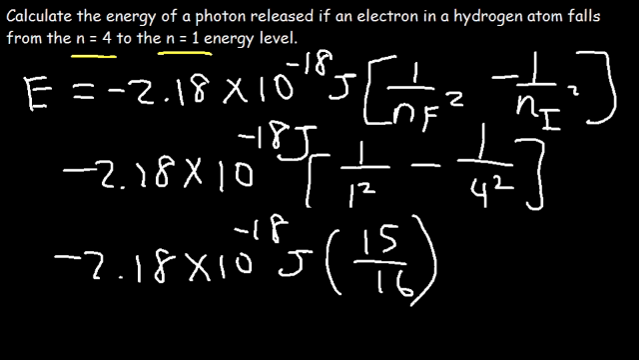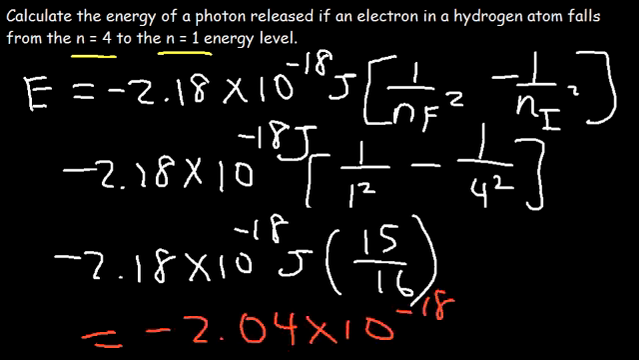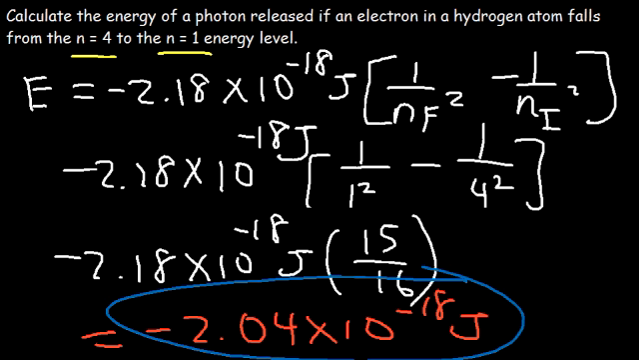It's going to be just under 2.18, but let's use a calculator. So 2.18 times 10 to the negative 18 times 15 over 16. The actual answer is about negative 2.04 times 10 to the negative 18 joules. So if we estimated and said it was 2 times 10 to the negative 18, that would have been a good estimation. So that's how you can calculate the energy of a photon released whenever an electron jumps from one energy level to another.